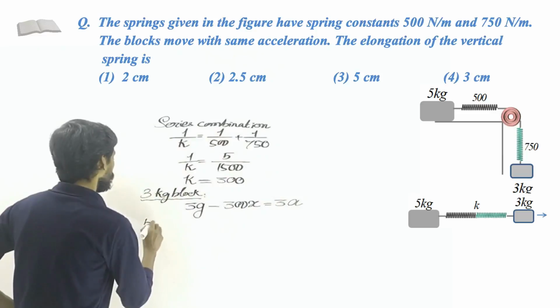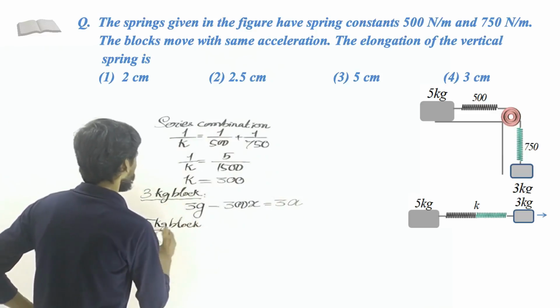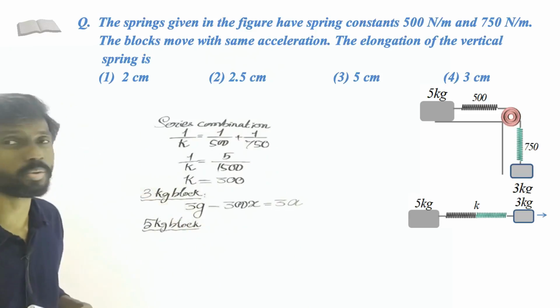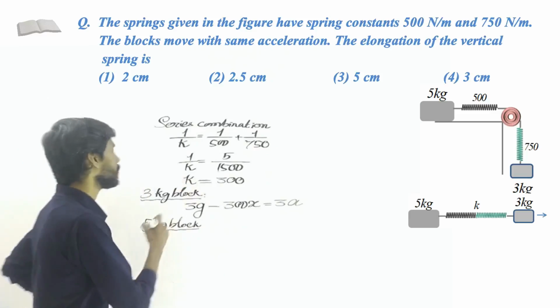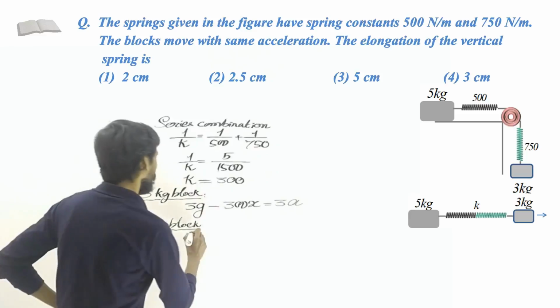Similarly, for the 5 kg block, what are the forces? That is already moving in the horizontal direction only, so the only force here is due to the spring force, right? Yes. Now what is the total force? That is the same thing, 300 multiplied by x, so that is the total force.